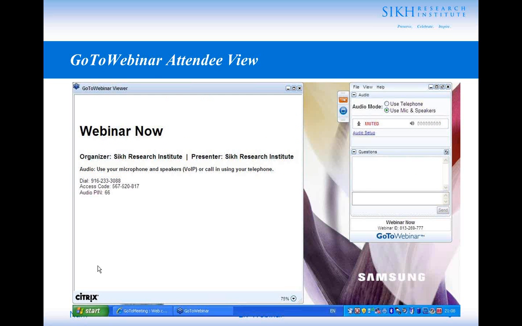So what we are looking at today is an example of the GoToWebinar attendee interface, which is made up of two parts. The viewer's side window is on the left, which allows you to see everything the presenter will share on their screen. And the control panel is on the right. Within that control panel is how you can participate in today's events. So let's take a look at that.